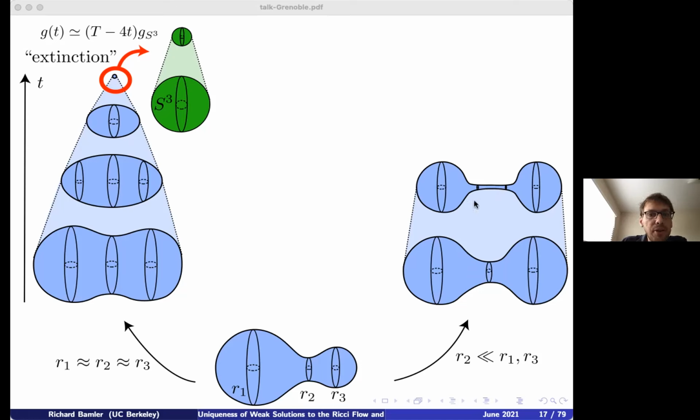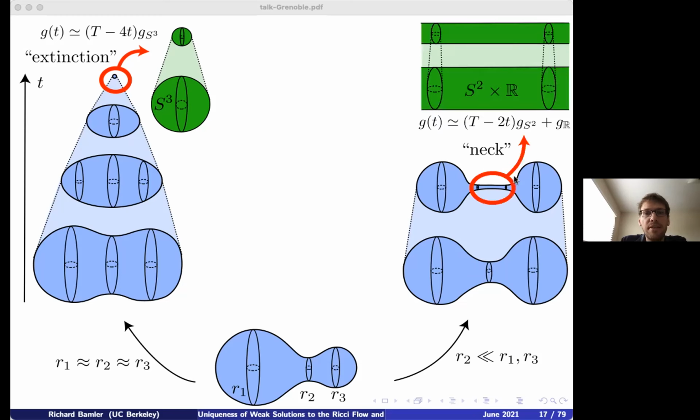And again, if we want to understand the singularity here, we can rescale, and what we'll see is something that's asymptotic to a round shrinking cylinder. So the cylinder looks like S2 cross R, where the S2 factor contracts to a point while the R factor remains constant.